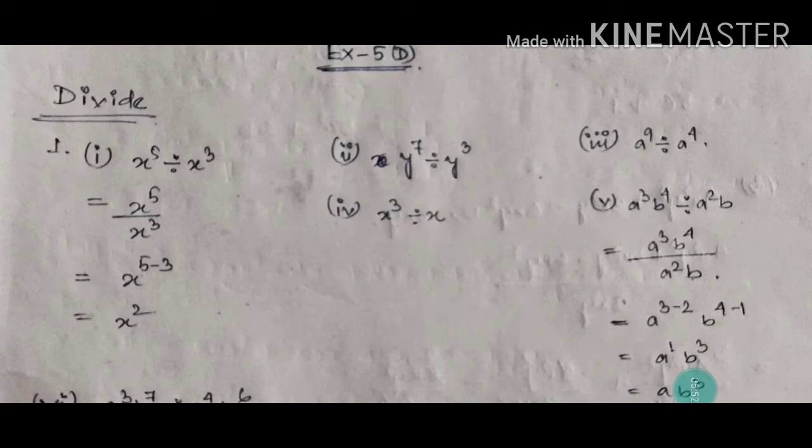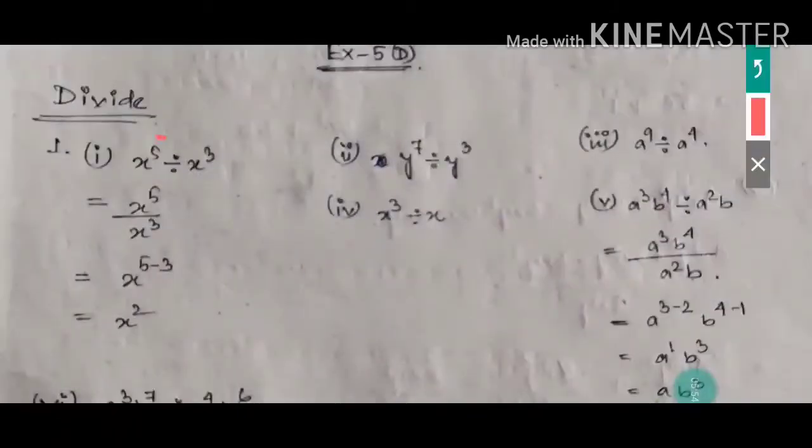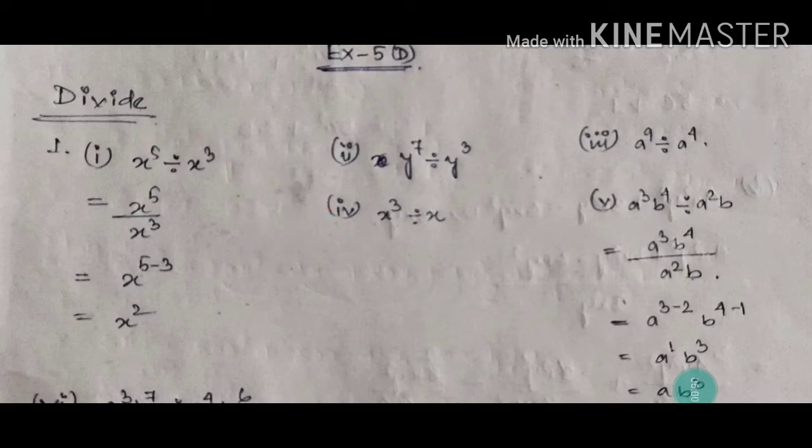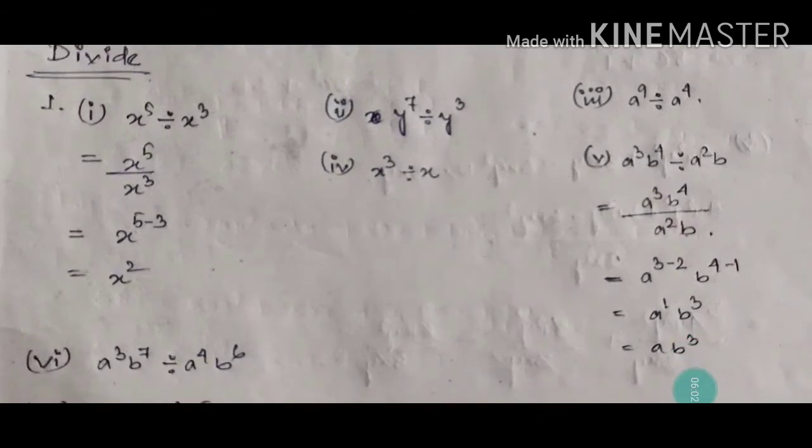Or simply you can tell like this: here 5 is given, here 3 is given, so 5 minus 3 is 2, that means x square. In your mind you can calculate the steps. So similarly, 2, 3, 4 you have to do.